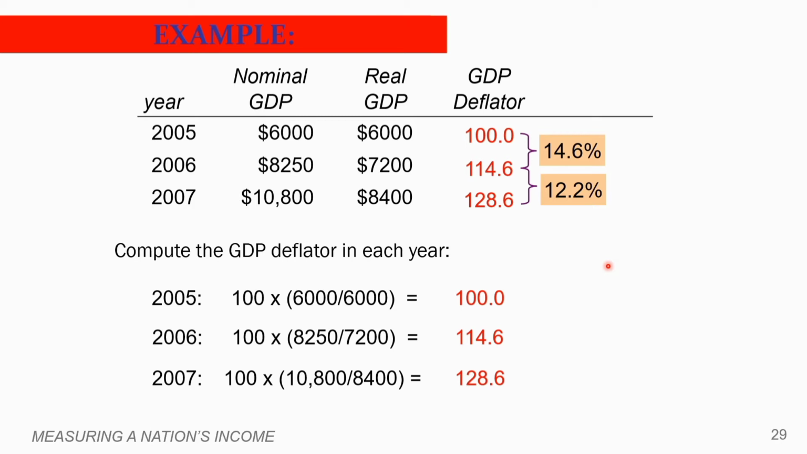So, ibig sabihin, from 2005 to 2006, the level of prices, or yung inflation natin, ito yung inflation value or equivalent to inflation rate. So, 14.6 is the inflation rate. Or the level of prices has increased by 14.6%. And from 2006 to 2007, the level of prices has increased also by 12.2%.